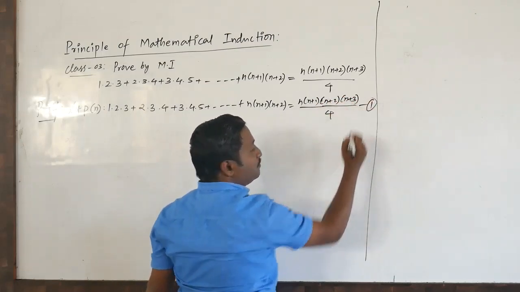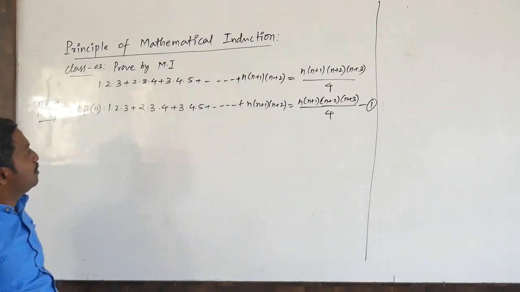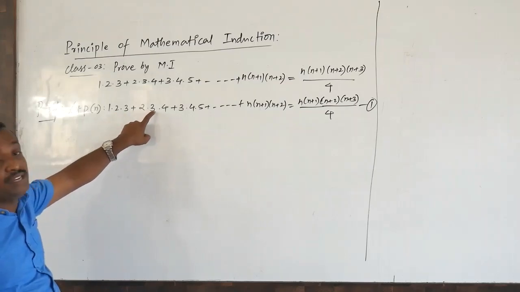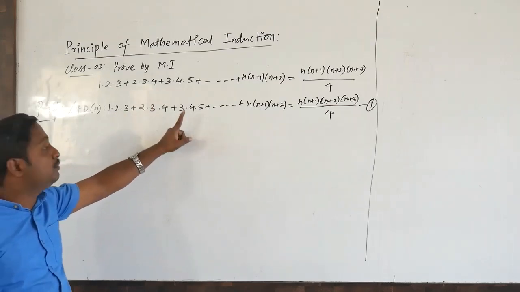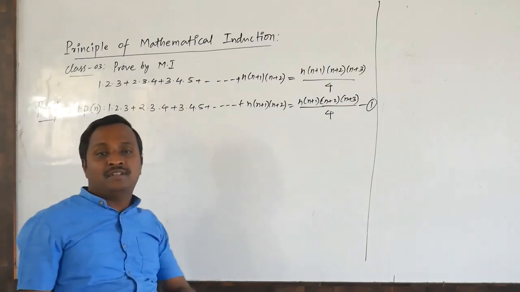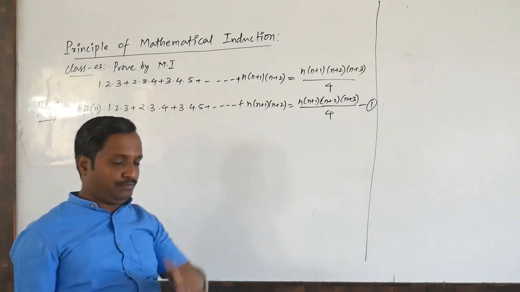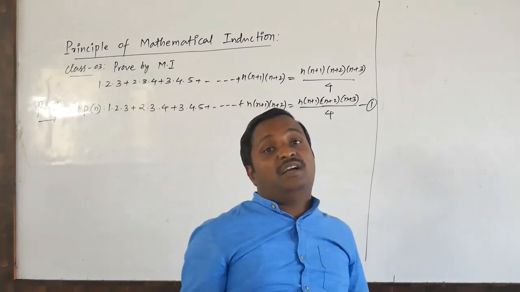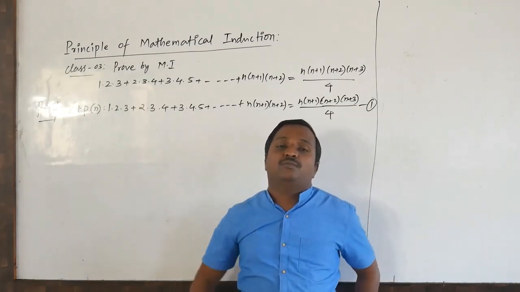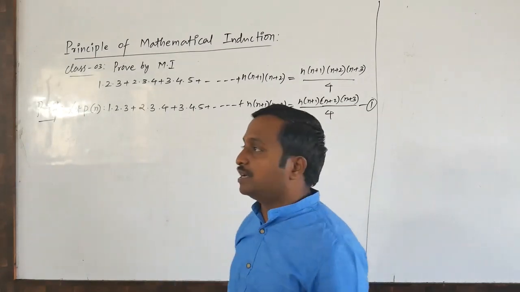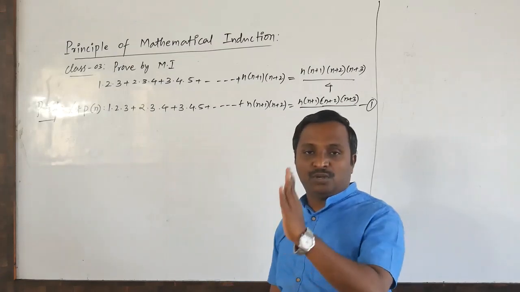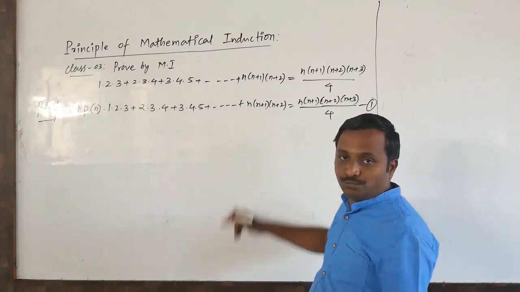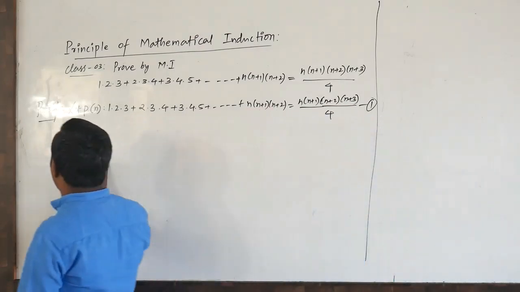Let us take this in 1. The 1st term is 1 into 2 into 3, the 2nd term is 2 into 3 into 4, the third term is 3 into 4 into 5. And here the 10th term is 10 into 11 into 12, the 20th term is 20 into 21 into 22, and the 100th term is 100 into 101 into 102. So the nth term is n into n plus 1 into n plus 2. That is the key point. So next, the proof is required.